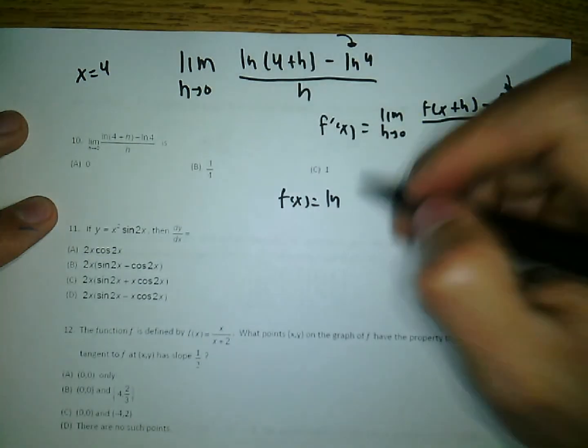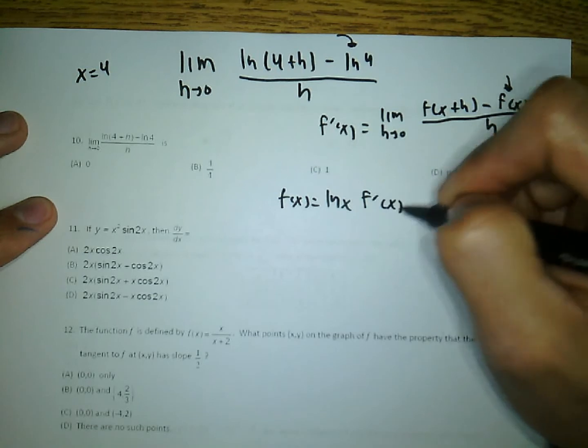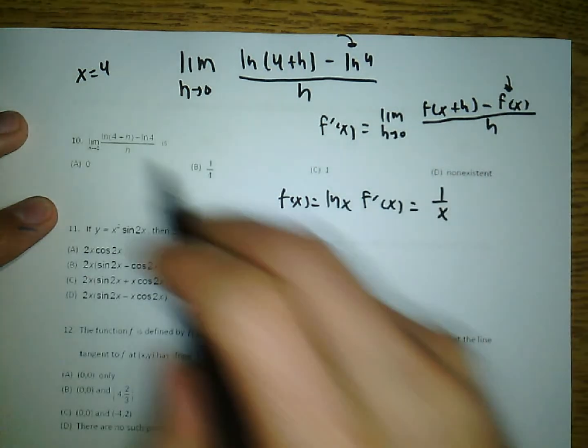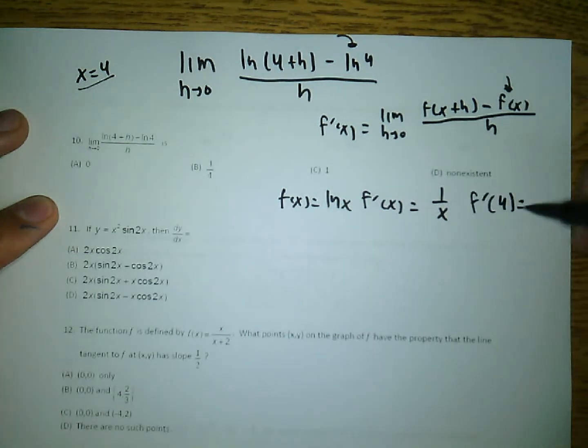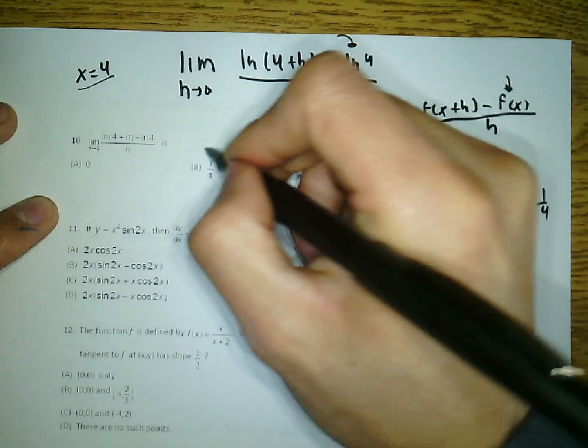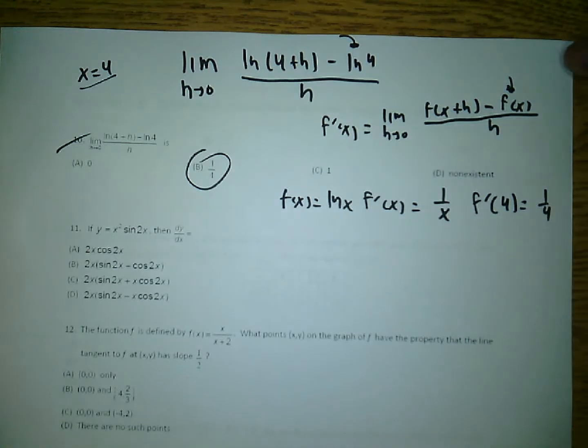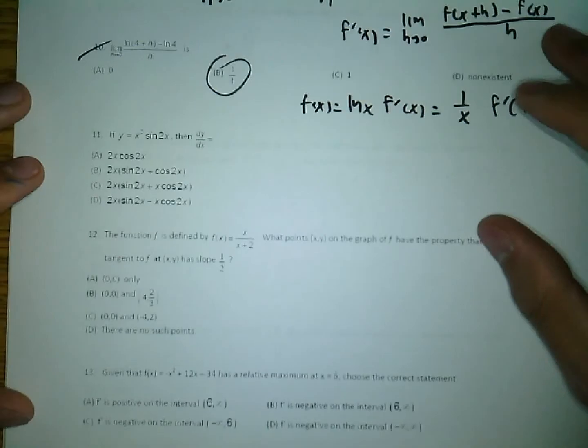So this is the derivative, which means that f prime is going to be 1 over x. Now remember, x is equal to 4, so that means that this is literally asking you what is the derivative evaluated at 4, which would be 1/4. You could have also used L'Hopital's rule to solve this problem. Okay? All right, next problem.